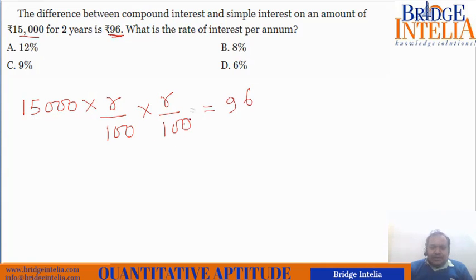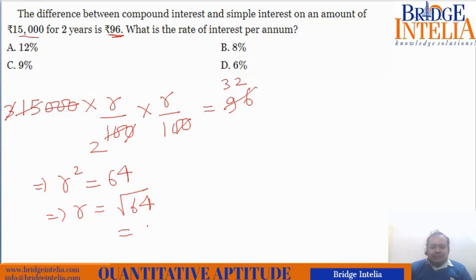So let's see. This 2 and this 1 0 cancels. So 15 by 10, that means 3 by 2. And 3 and 96 also gets cancelled. So 32 times. So 32 into 2, 64. So R square is equal to 64. Which means R is equal to root 64. That is equal to 8%.